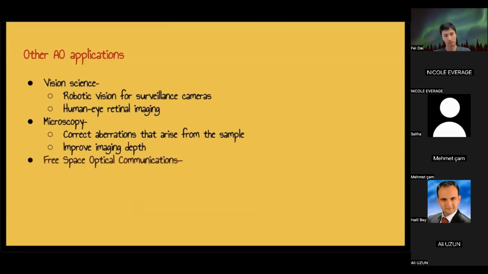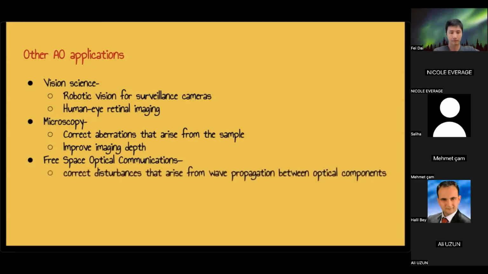Another application is free space optical communications, which is based on the transmission of light through an area of free space to transmit data. This uses horizontally propagating waves between optic components. This often leads to a high degree of turbulence and distortion of the light waves in the free space region. Adaptive optics can correct these disturbances and improve the transmission of data over long distances. The use of AO can also provide an increase in the speed of the telecommunication system.